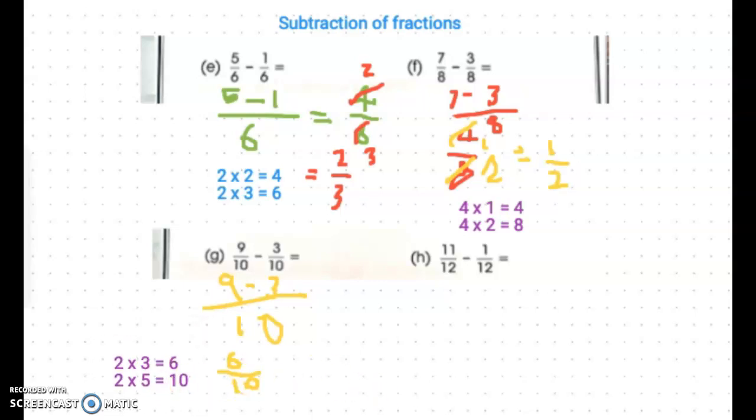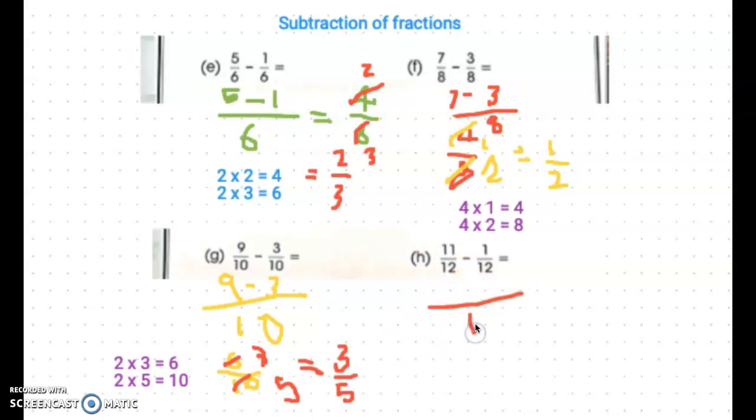So instead of 6, I will write 3, and instead of 10 I will write 5. So my most simplified fraction will be 3 over 5. Okay, now I will do the last one.